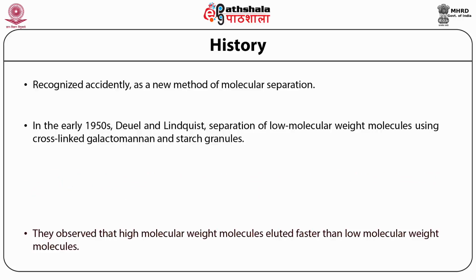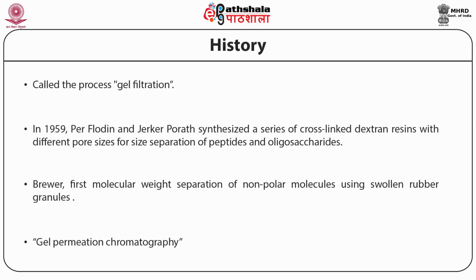Surprisingly, they observed that high molecular weight molecules eluted faster than low molecular weight molecules. For this work, they were given credit for performing the first biopolymer size separation. Lathe and Ruthven called the process gel filtration. In 1959, two biochemists, Per Flodin and Jerker Porath, synthesized a series of cross-linked dextran resins with different pore sizes for size separation of peptides and oligosaccharides.